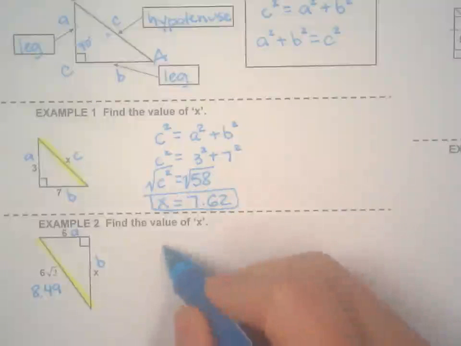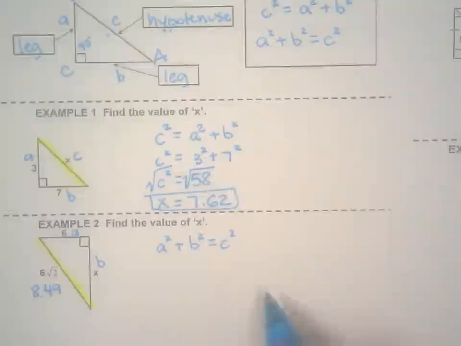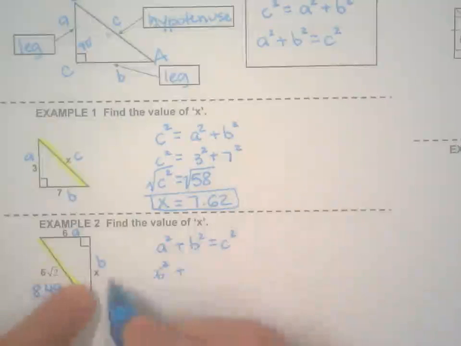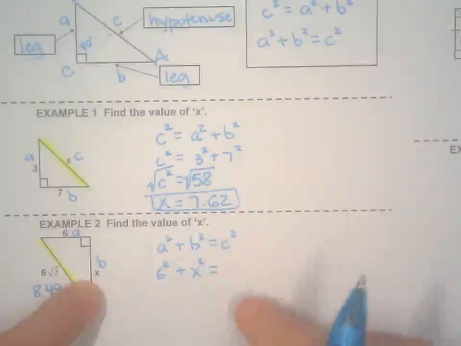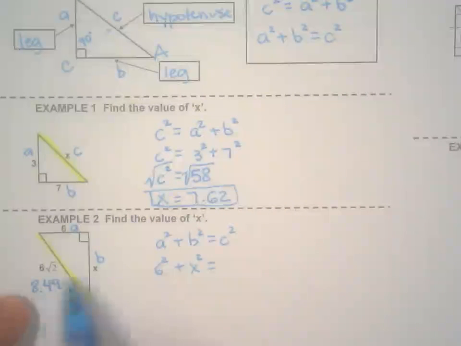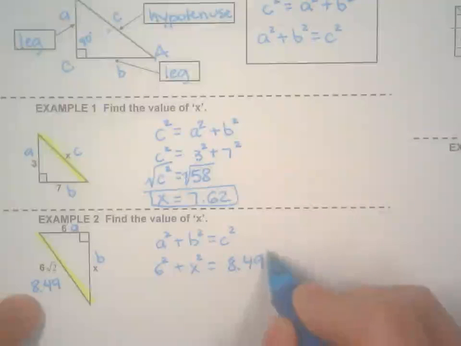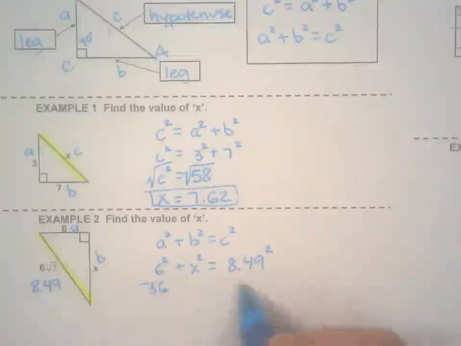So a squared plus b squared is c squared. A is 6, b is x, or you can just leave it as b and roll with it, whatever you want to do. And then c is 8.49, so 8.49 squared. Now I'm isolating x. So 6 squared is 36, and I'm going to subtract 36 from both sides.